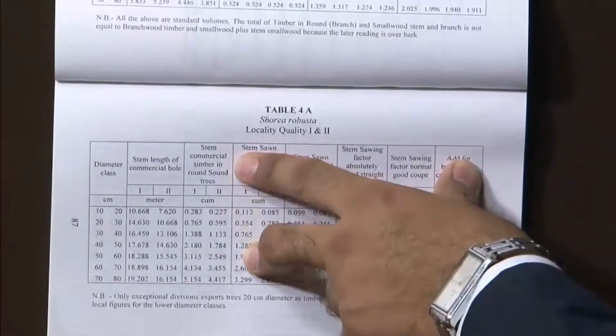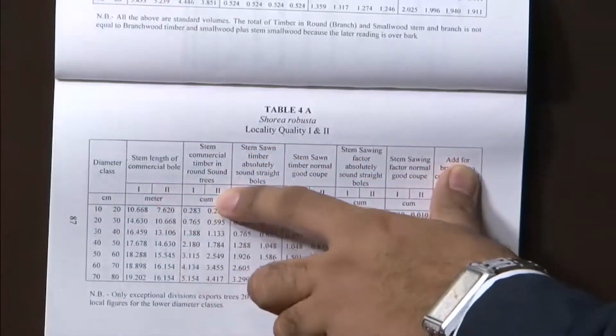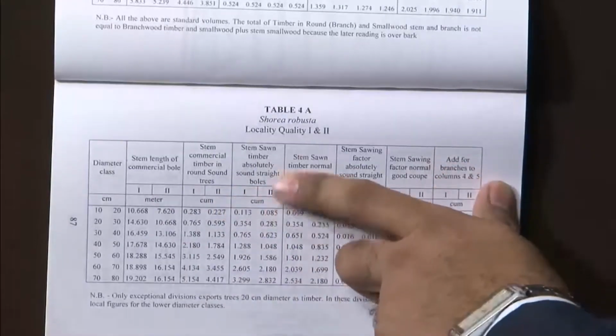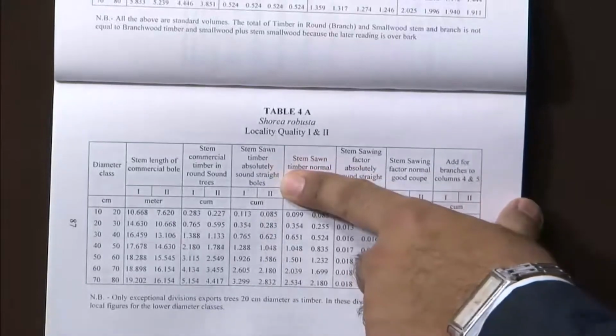It will also give you the stem commercial timber in round. This was in meters, but you can even have the volume values in cubic meters. Then you can have the sawn timber, that is, an absolutely sound straight bole.